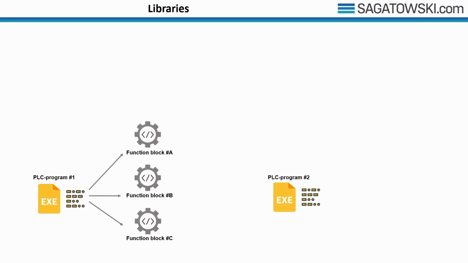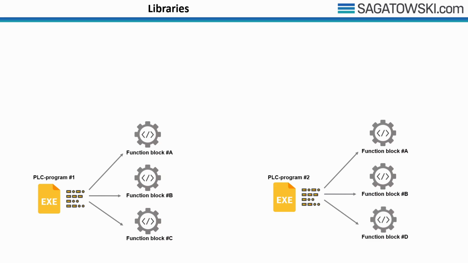Now let's imagine that you develop another PLC program for another machine at the same time or later. So for example, PLC Program 2. This program will have 3 function blocks, A, B, and D. The function blocks A and B are identical with the ones in PLC Program 1. In this case, you might, for example, have copied them manually from PLC Program 1 to PLC Program 2. Function block C is specific for the first machine, while function block D is specific for the second machine.